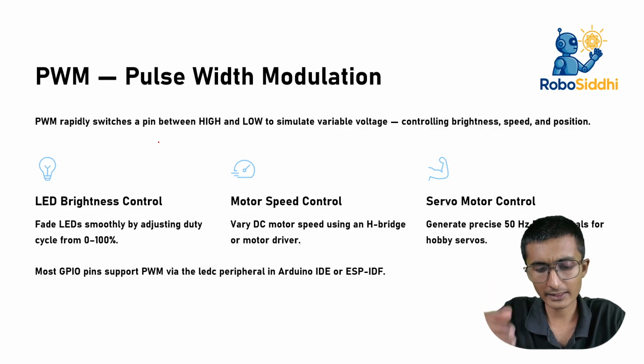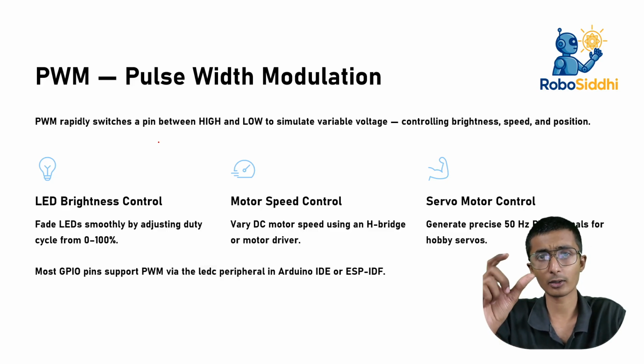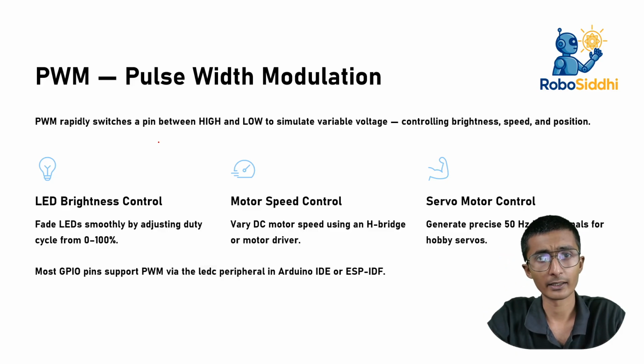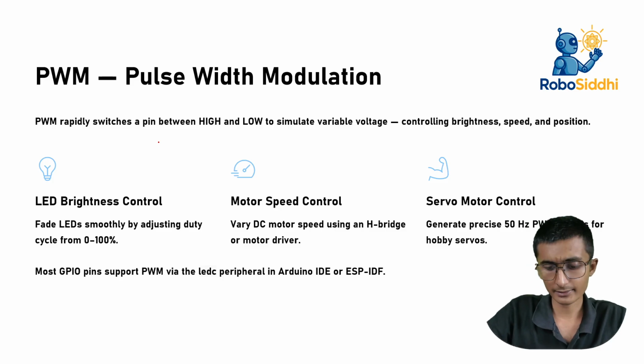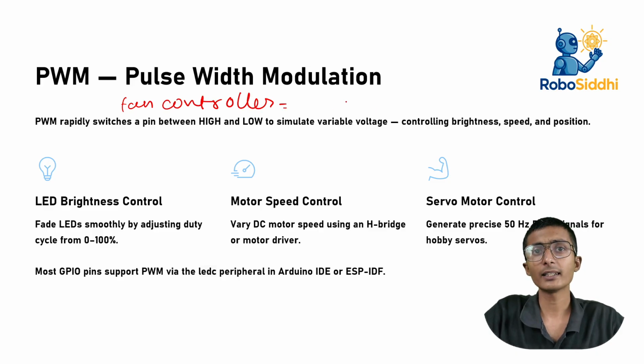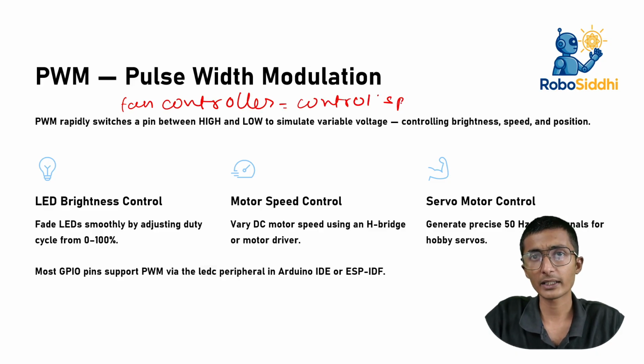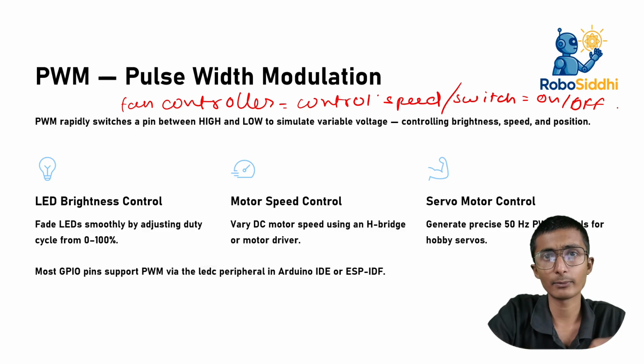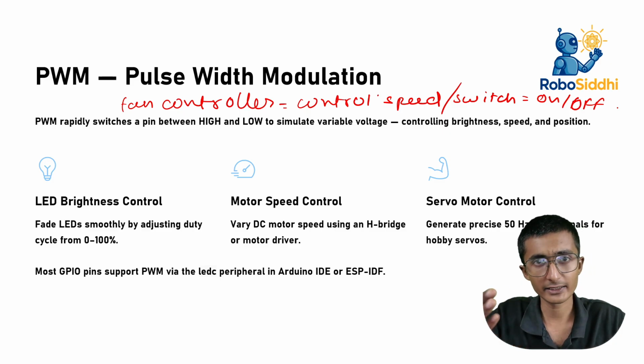But just imagine I don't have any kind of regulator or controller for the fan. Then I would only be turning it on or off. Let's study it more because it's an interesting topic. Just like a fan controller lets you control speed, a plain switch can only be on or off. That is the difference between PWM and our typical digital output.